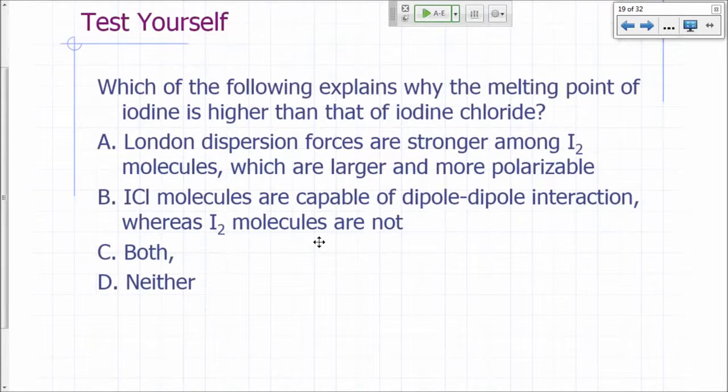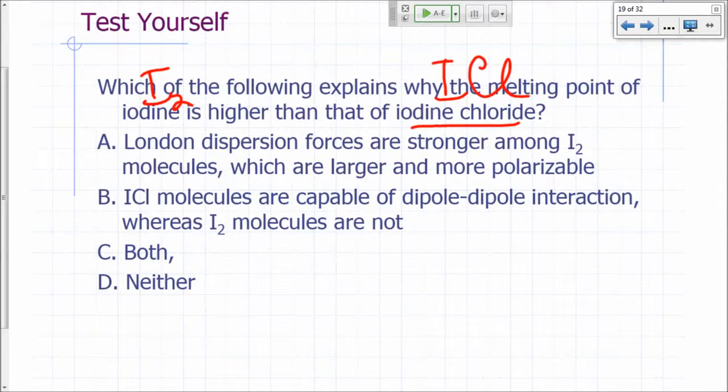Which of the following explains why the melting point of iodine, I2, is higher than that of iodine chloride, ICl? A. London dispersion forces are stronger among iodine molecules, which are larger and more polarizable. B. ICl molecules are capable of dipole-dipole interactions, whereas I2 molecules are not. C. Both, or D. Neither.